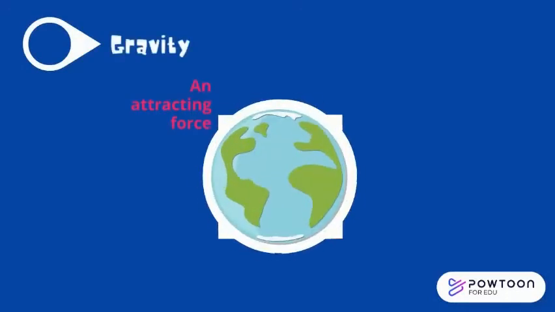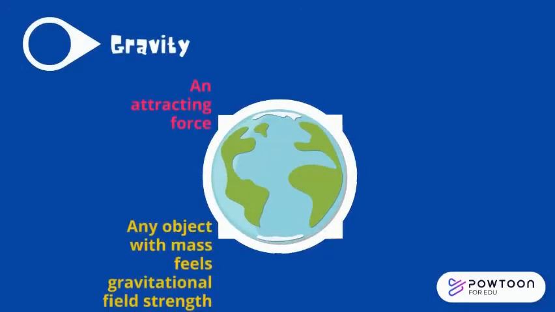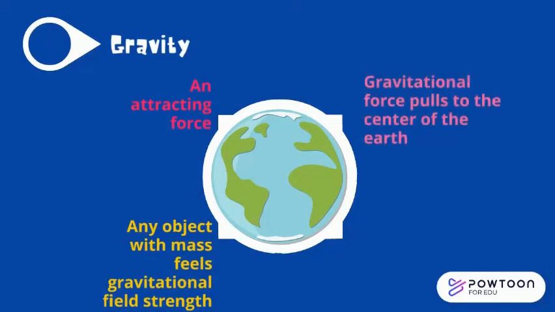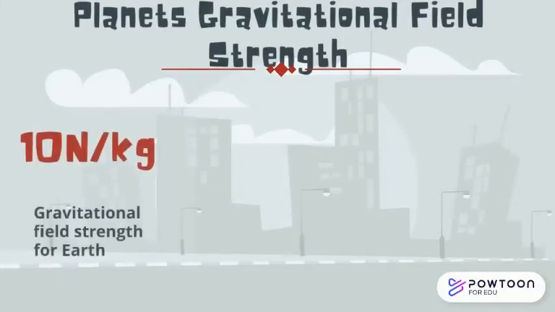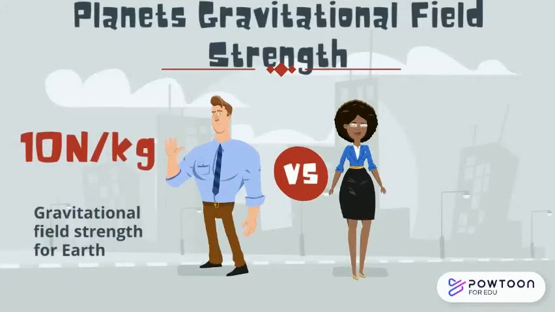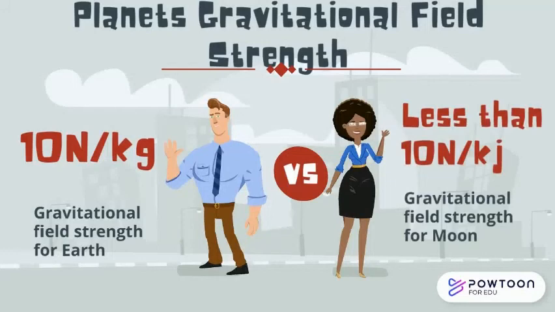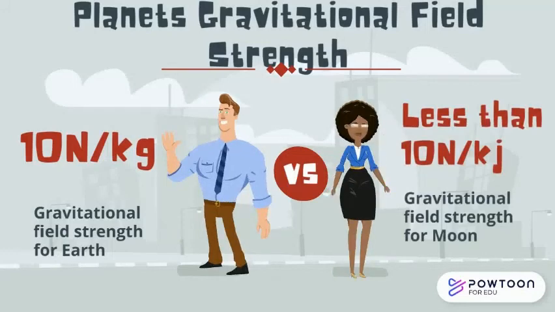Let's move on to our next example, gravity. This is an attracting force. It acts on any object with mass, has a gravitational field strength, and gravitational force pulls to the center of the earth. The larger the mass, the larger the gravitational strength. So, here are some planets' gravitational field strengths. Earth has 10 newtons per kilogram, but the Moon, with less mass, has less than 10 newtons per kilogram.